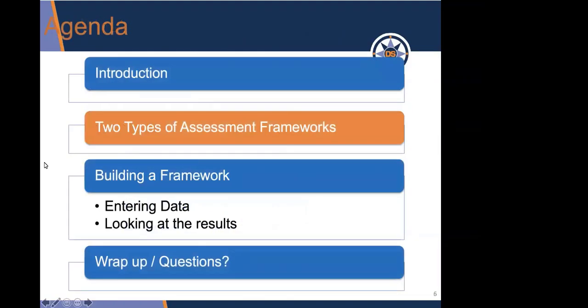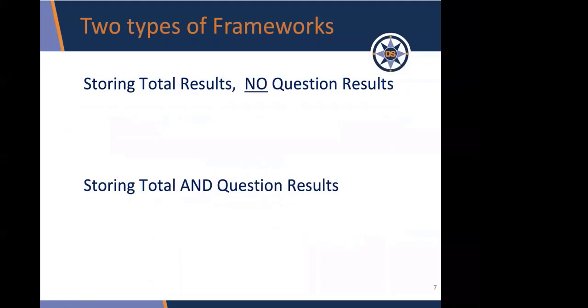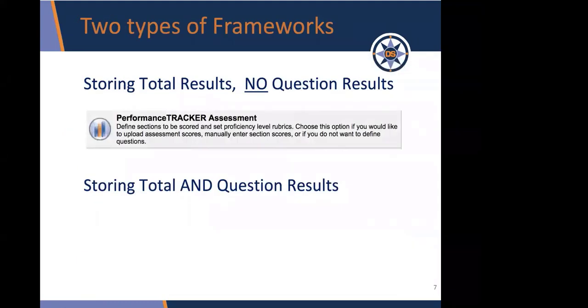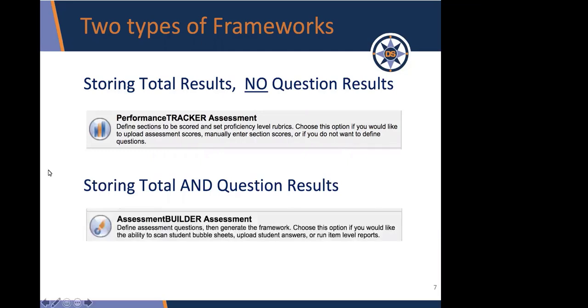There are two types of assessment frameworks in PerformancePlus. The first one is if you're just going to store totals, no question results. You don't want to know how Johnny answered every single math fact question. You just want to know how many he got right. And the other one is you want to store totals and questions. So you want to know how he answered every single question. When you look at it, it says Performance Tracker assessments and Assessment Builder. It's not really that clear what they mean. So just remember, the Performance Tracker has no questions, and the Assessment Builder has questions.